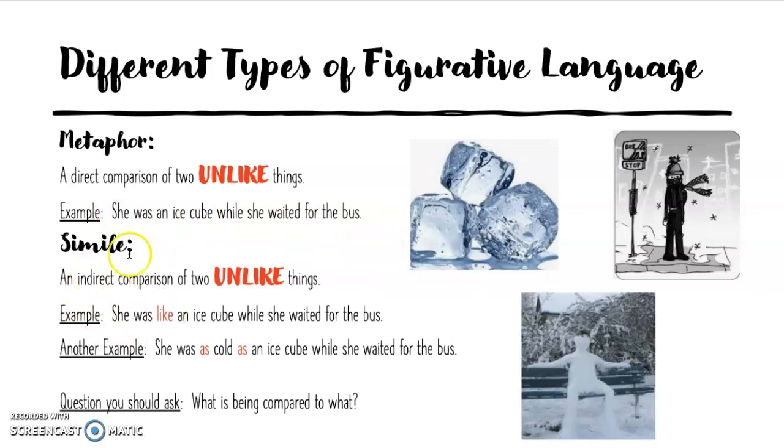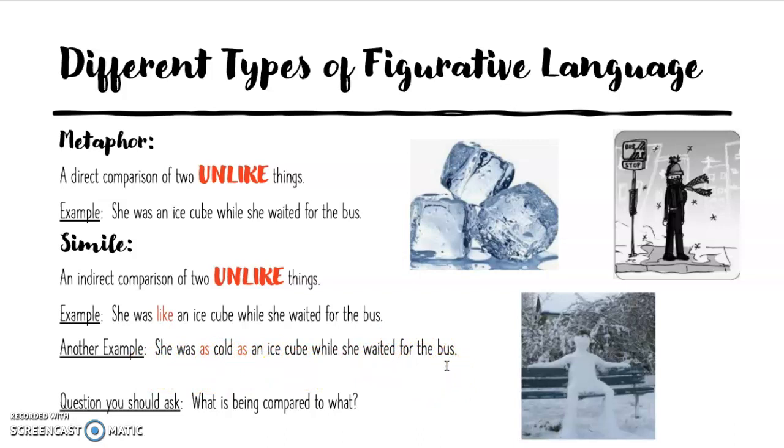All right. And then if you wanted to do it in a simile instead, this is an indirect comparison because it uses words to compare. Instead of her becoming the ice cube, she was like an ice cube while she was waiting for the bus, right? So you have to use the word like in a simile, or you can use the word as. She was as cold as an ice cube while she waited for the bus, right?